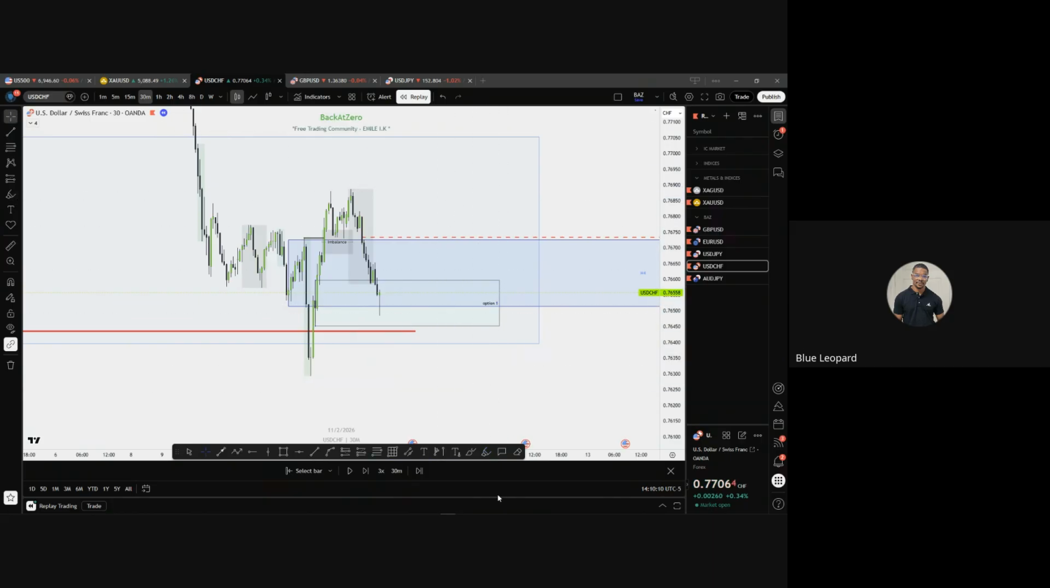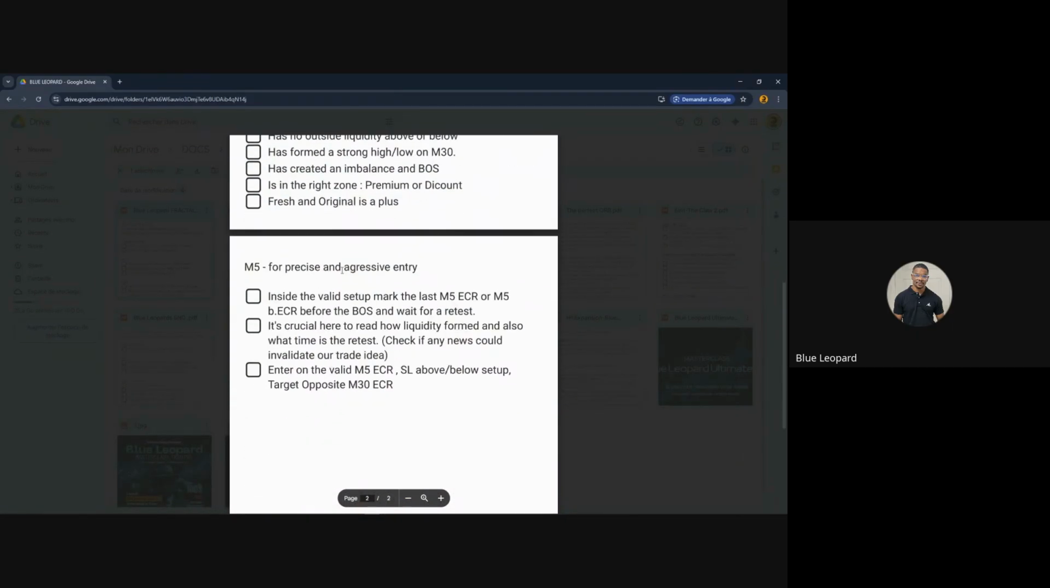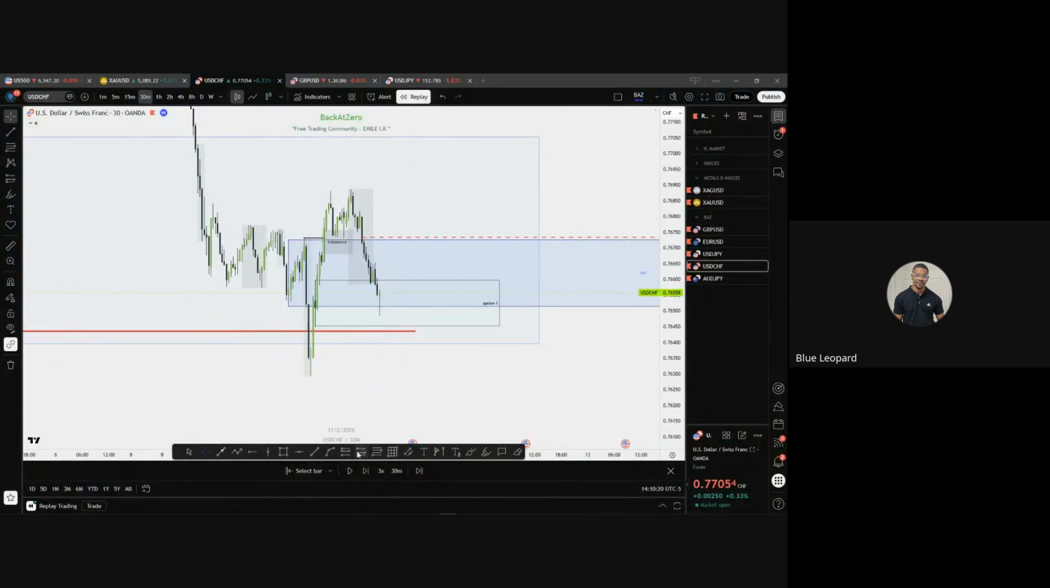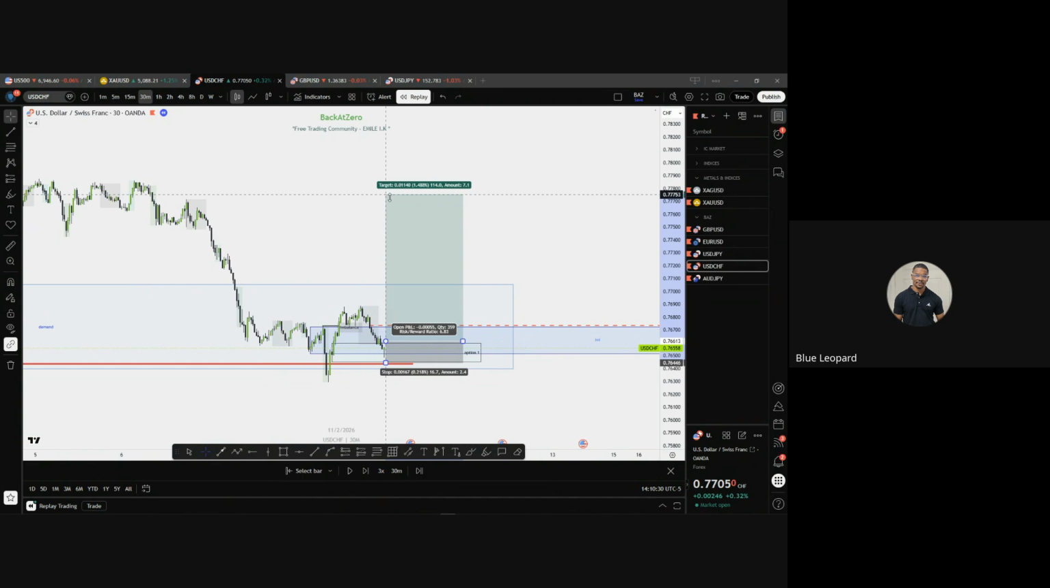So now, after validating your criteria, you drop on M5 for your entry. Some people will take the position from the M30. They will go here without going deeper. They will stay here on M30 and take their position and targets something like, I don't know, here, up here.